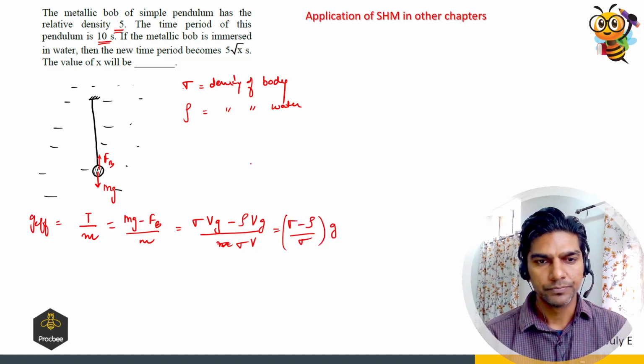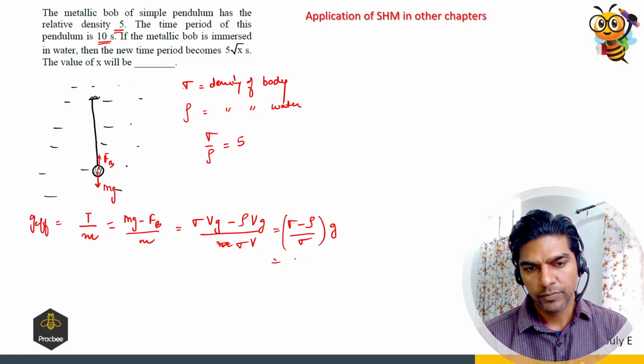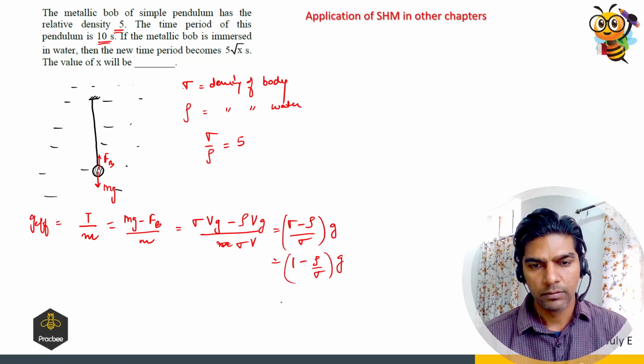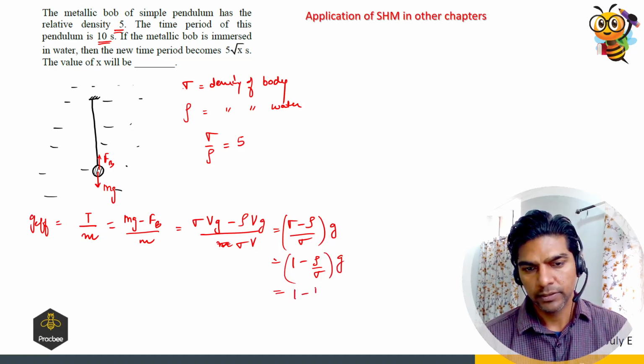And we have been given sigma by rho as 5. So this can be written as 1 minus rho by sigma, times g, and this will be 1 minus 1 by 5. So effective g is 4 by 5 g.